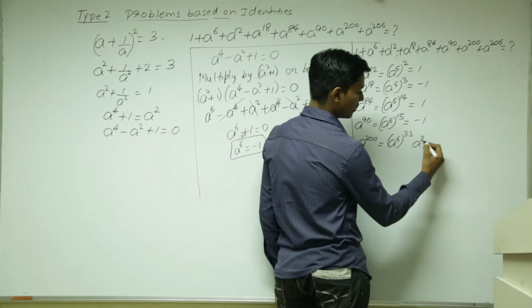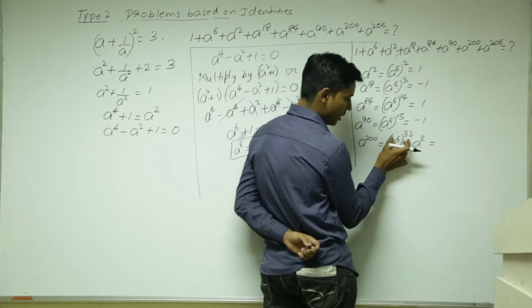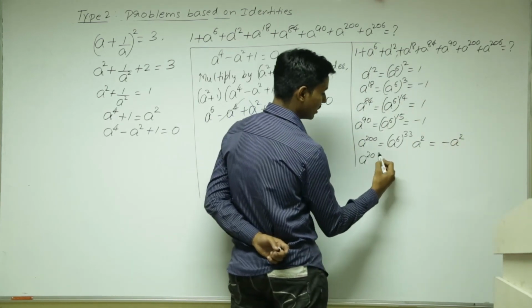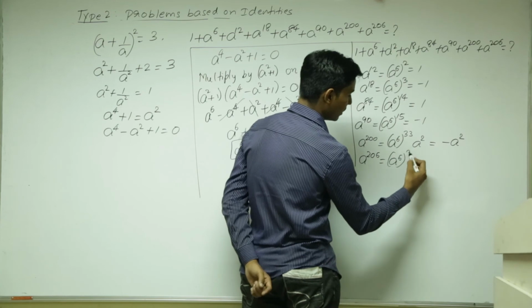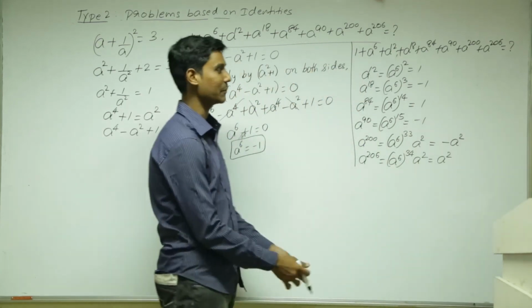Another a power 2 is pending. So a power 6 is minus 1. Minus 1 power odd is minus 1. Minus 1 into a square is minus a square. Similarly, a power 206 is a power 6 power 34 into a square. This is nothing but plus a square. Right? This is nothing but plus a square.